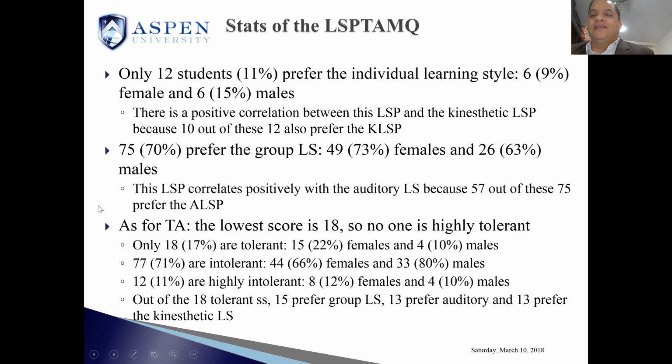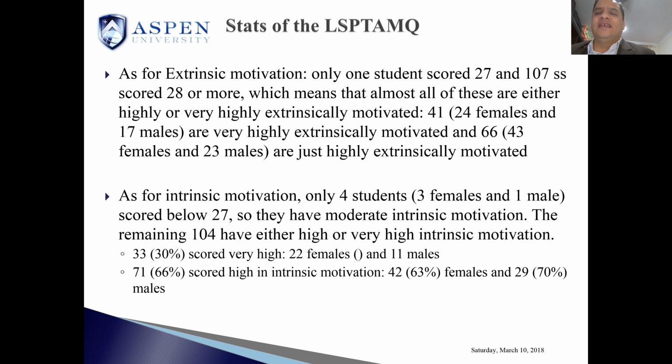As for the 18 tolerant ones, 15 of them prefer the group learning style preference. So there is a positive correlation between the group learning style and the tolerance of ambiguity. And 13 out of these 18 prefer the auditory learning style preference, and 13 also prefer the kinesthetic learning style preference. So there is a positive correlation between tolerance of ambiguity and three other learning styles, which are group, auditory, and kinesthetic learning style preferences.